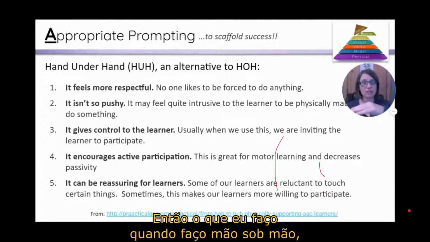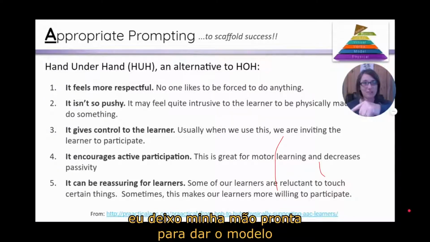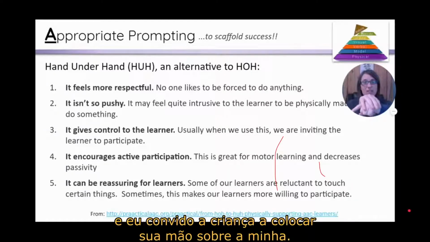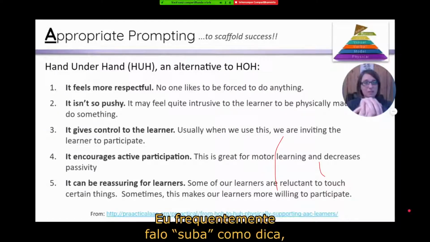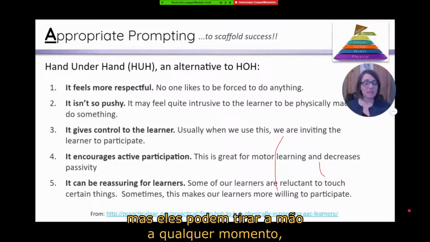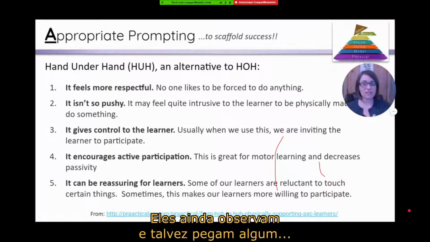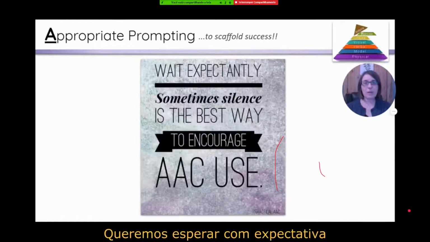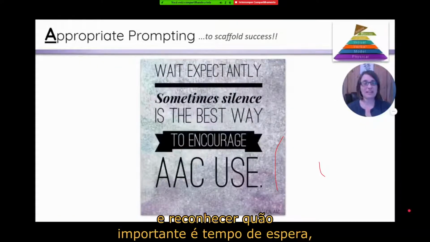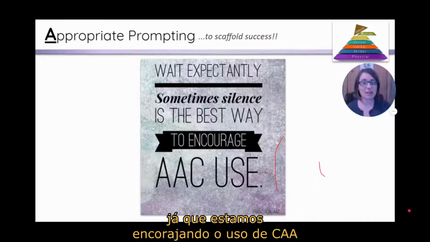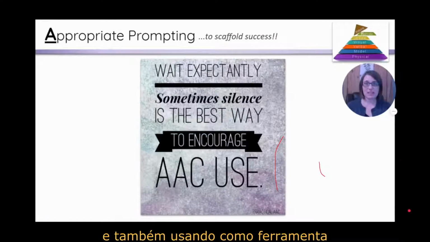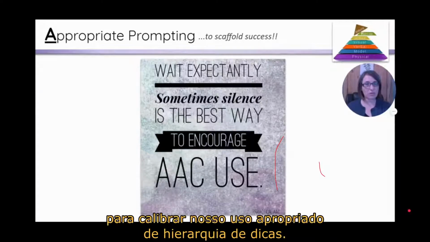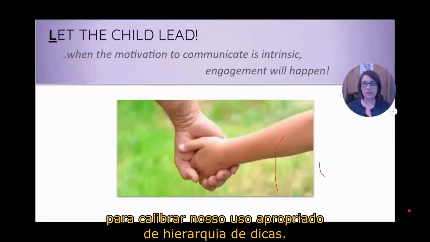So when I do hand underhand, I get my hand ready for modeling and I invite the child to put their hand on top. I often say "hop on" as my cue, but they can pull off at any time. That's okay. I still have their attention. They've still observed and perhaps gotten a little bit of motor engagement in that as well. So we want to wait expectantly and recognize how important wait time is as we're encouraging AAC use, and also use that as a tool to gauge our own appropriate use of a prompting hierarchy.